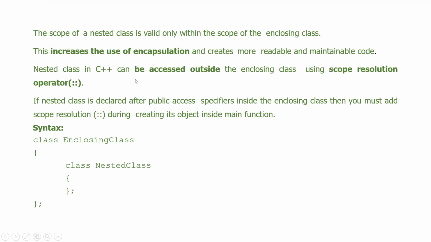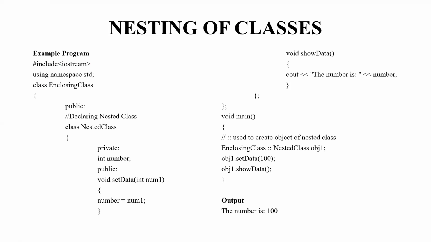A nested class in C++ can be accessed outside the enclosing class using the scope resolution operator. Suppose outside the declared class, if you want to access the nested class, then we have to access it using the scope resolution operator. If the nested class is declared after the public access specifier inside the enclosing class, then you must add scope resolution when creating its object inside the main function. The syntax is given here: class enclosing class, and the nested class is inside it, class nested class. Within curly braces, they have been enclosed.